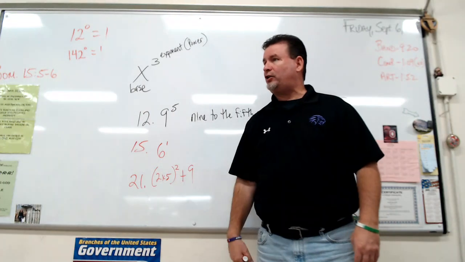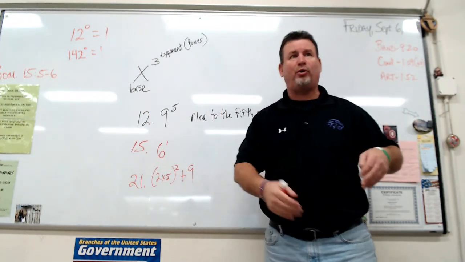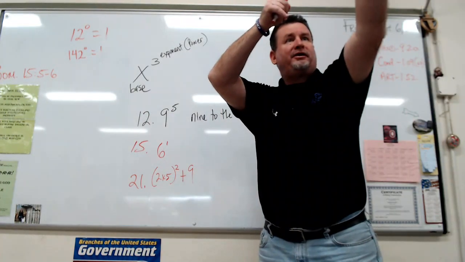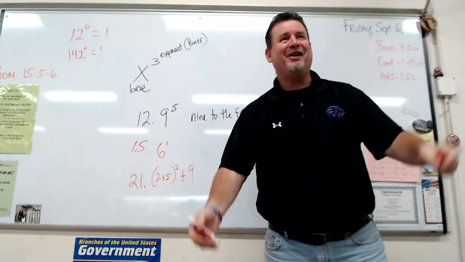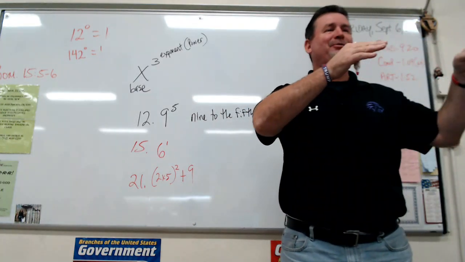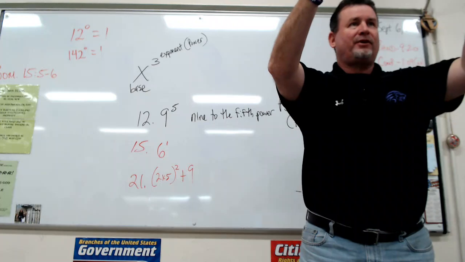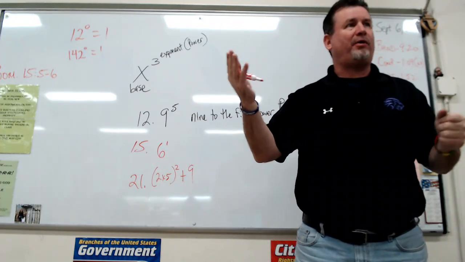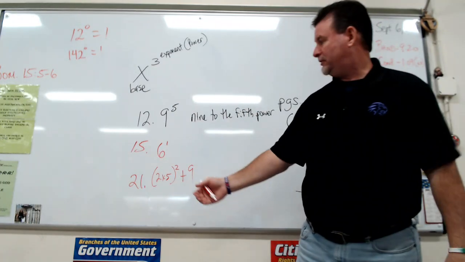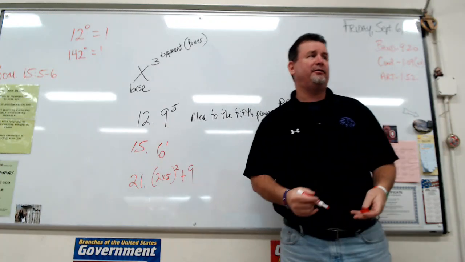This is an easy one too. 10 squared is not 10 times 2, it's 10 times 10. That's a pretty easy one, right? What's 10 times 10? 100. 100 plus 9. Boom, done.